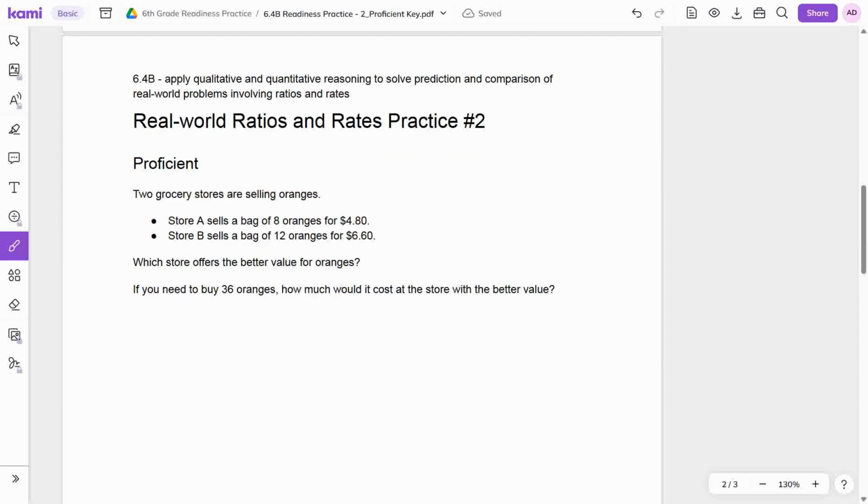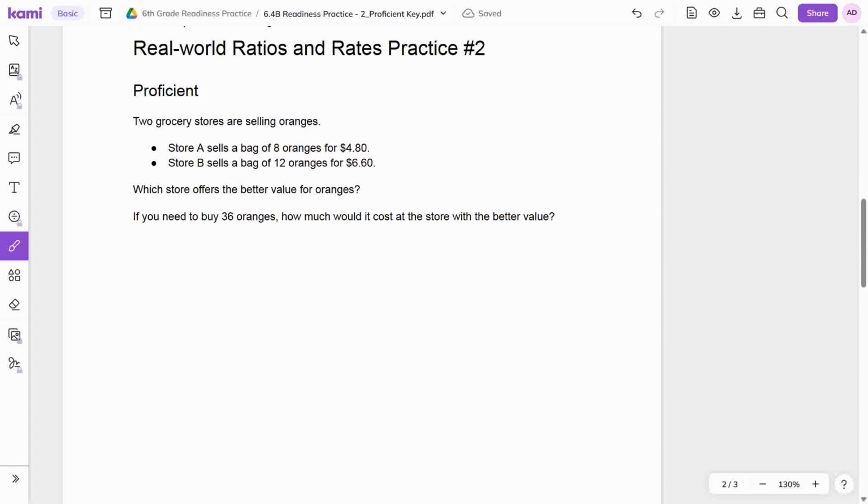For our second problem, we've got grocery stores and they're selling oranges. We need to figure out which store's got the better value, and then how much 36 oranges cost at that store. All right, so let's look at store A and let's look at store B separately. Store A has got 8 bags for 480, right? So bags of 8 oranges for 480.